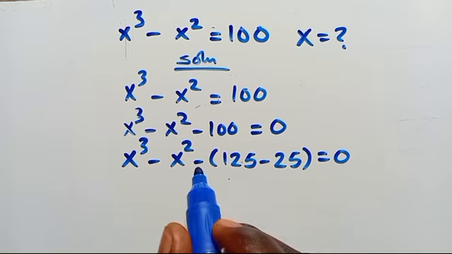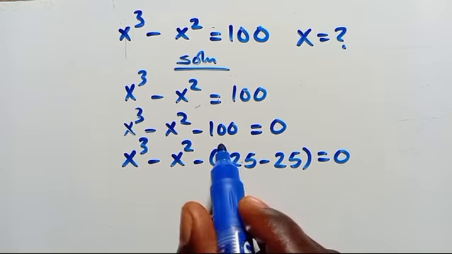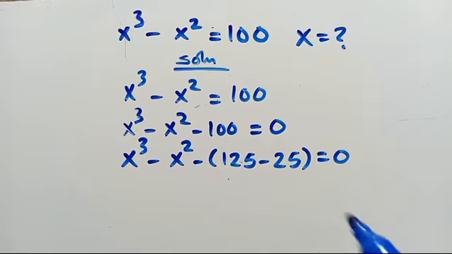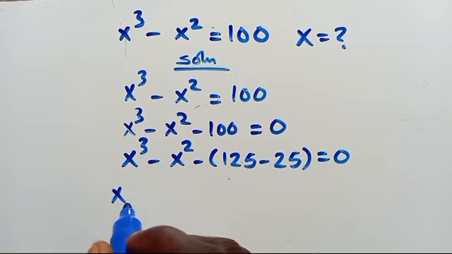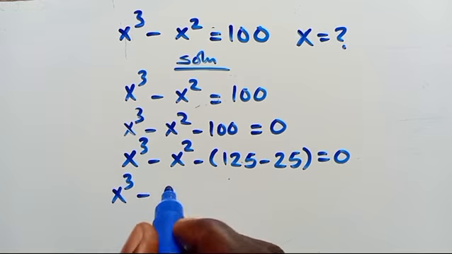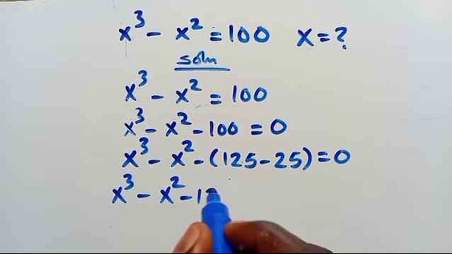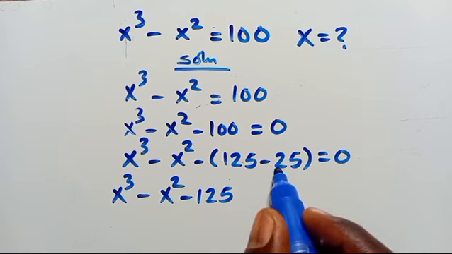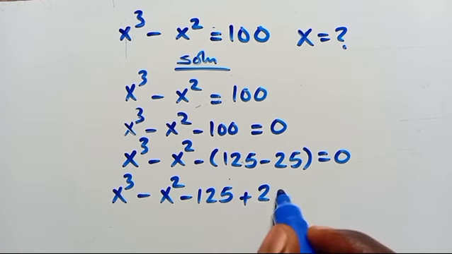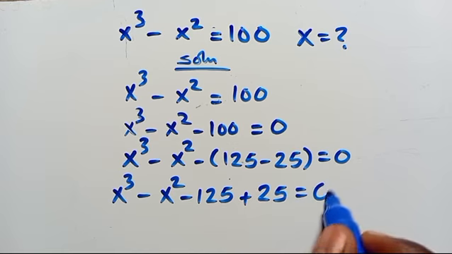So when we open the parentheses with minus, we are going to have minus 100 back, and this side equals 0. Then from here we have x to the power of 3 minus x squared. Open the parentheses, here will be minus 125, here will be plus 25 equals 0. How do we get plus 25? Because of this minus.